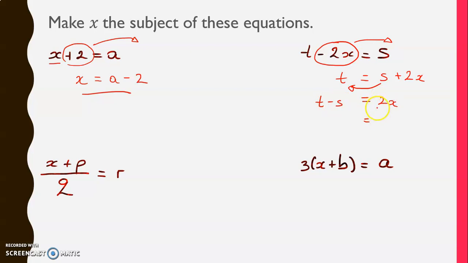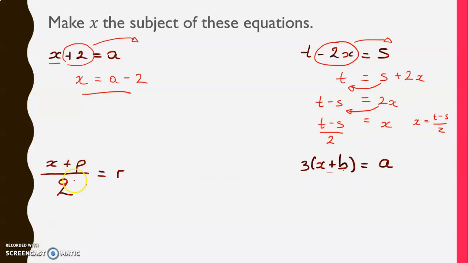The last step is getting rid of this number 2 on the right hand side, so we move it to the left. T minus s, the operation between 2 and x is multiplication, so when we move the 2 to the other side, it will have to be converted to division. So we have t minus s divided by 2 equals x, and x is the subject. Now whether you want to leave it like this or you want to write it as x equals t minus s over 2, that's entirely up to you, but it's the same thing.